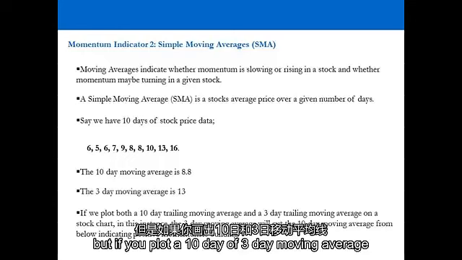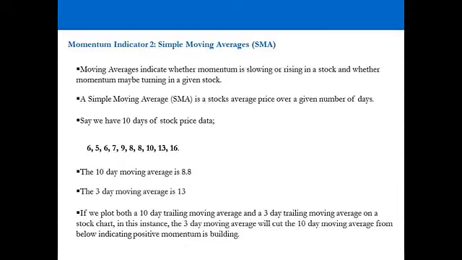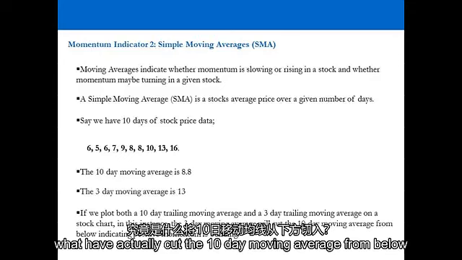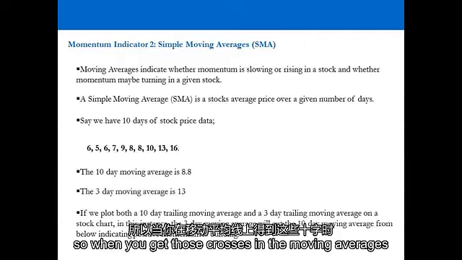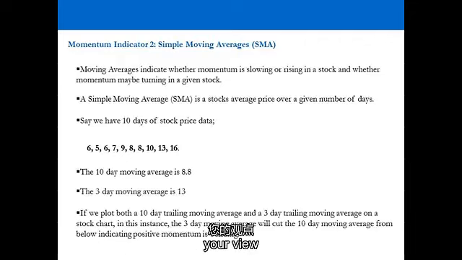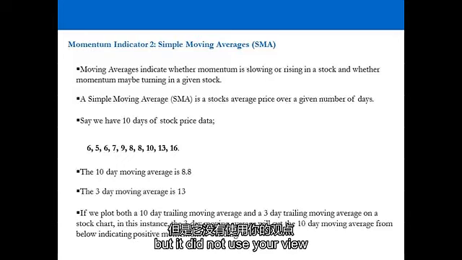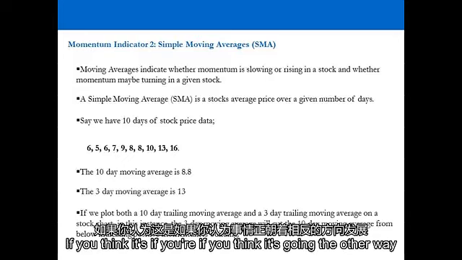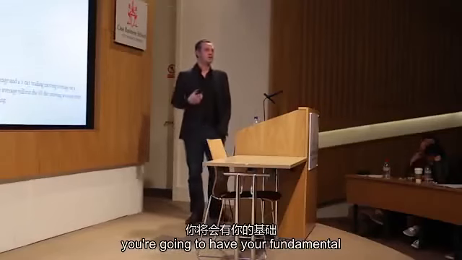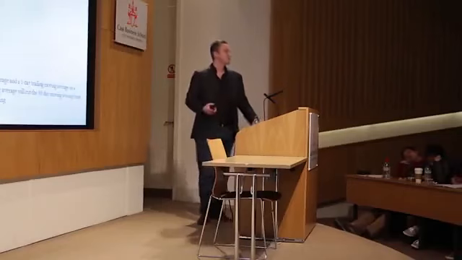But if you plot a 10-day and a 3-day moving average, what would have happened on day 6, 7, the 3-day moving average would have actually cut the 10-day moving average from below. So when you get those crosses in the moving averages, it confirms your view, if your view is that it's going that way, but it denies your view if you think it's going the other way. Again, you're going to have your fundamental predisposition. So you can either hang back or participate. You are the gatekeeper, nobody else.